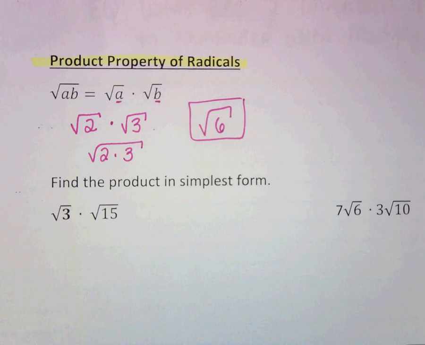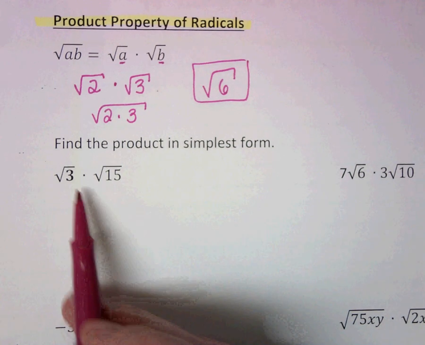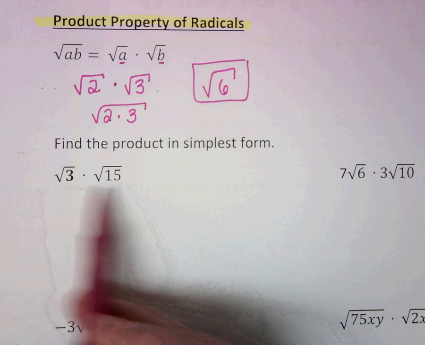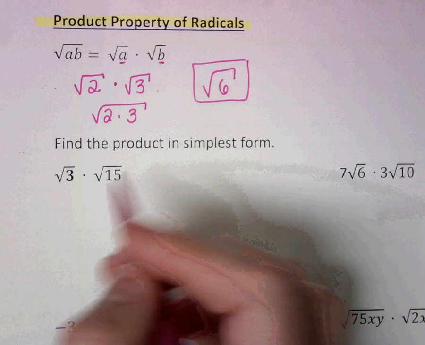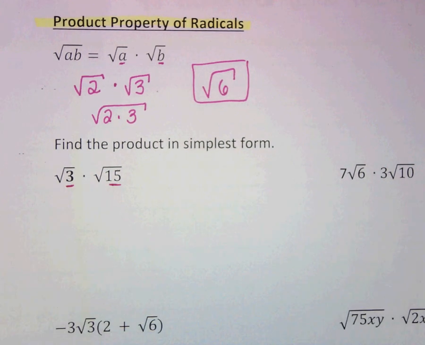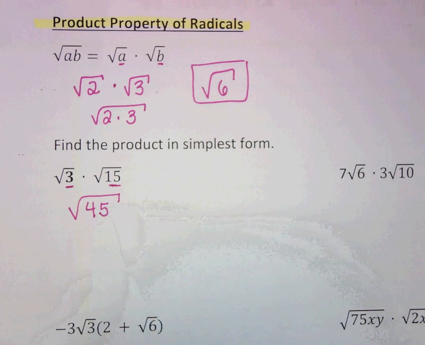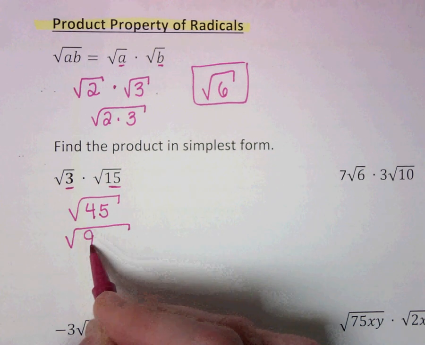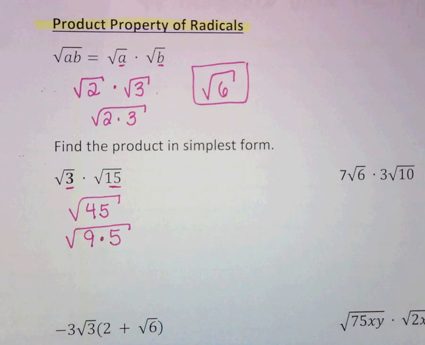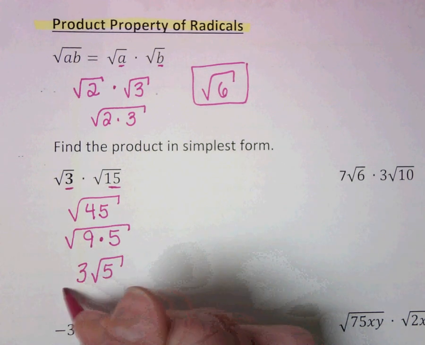Okay, so let's look at some examples together. It says find the product in simplest form. Now first I want you to notice neither one of these can be simplified. If we could simplify them first, it might make things a little bit easier. Otherwise, we're going to go ahead and put this together. 3 times 15 is 45. And so now let's break 45 down. 45 has the perfect square of 9 and 5. And so then this would be 3 the square root of 5.